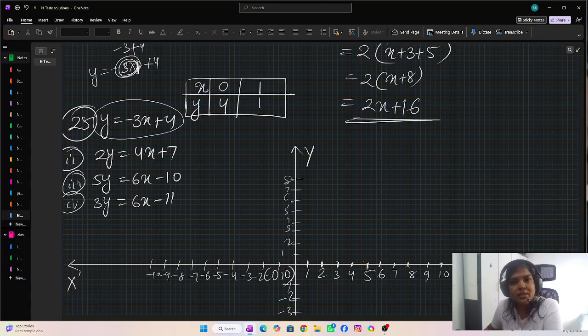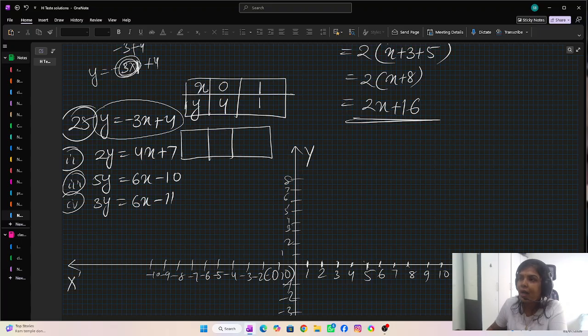Are you getting it, students? I believe you are understanding this. Let's go for the second equation. For the second equation, we will do the same box and we will write x and y value.